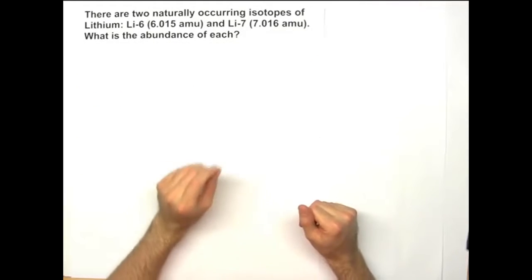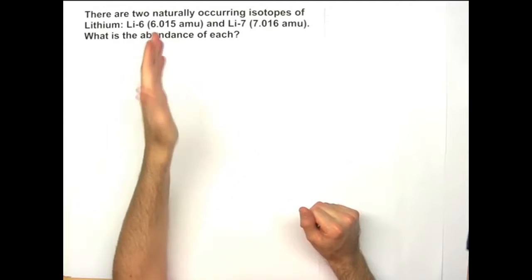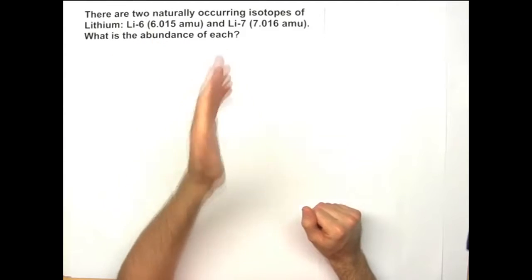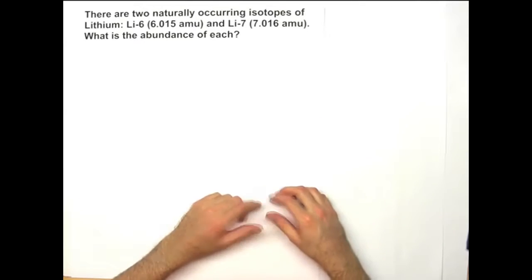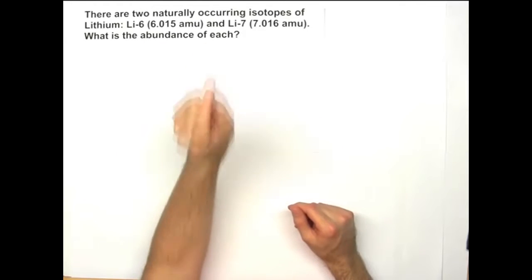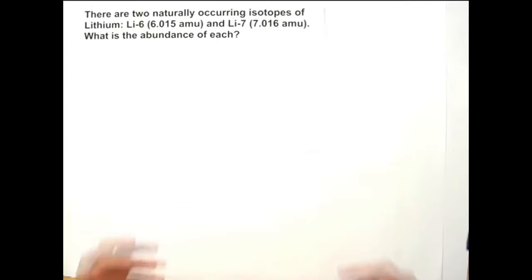There are two naturally occurring isotopes of lithium, lithium-6 with a mass of 6.015 AMU, and lithium-7 with a mass of 7.016 AMU. What is the abundance of each? Okay, so we're going to be calculating abundance. There's one piece of information that we don't have that we need, and that is the atomic mass of lithium.